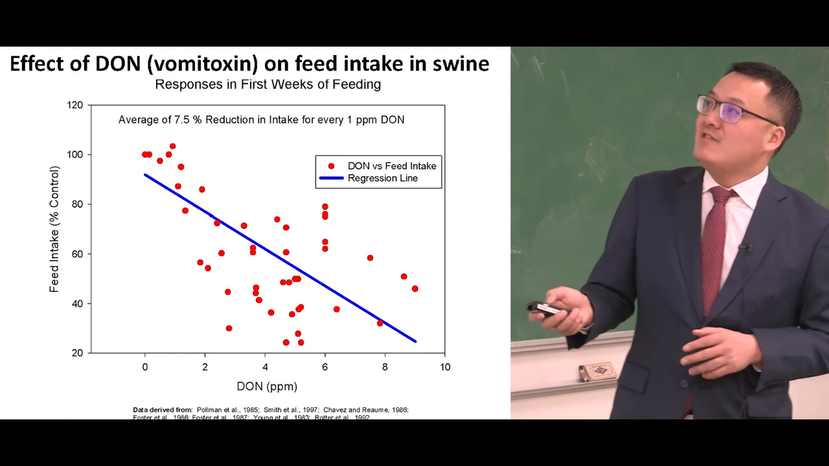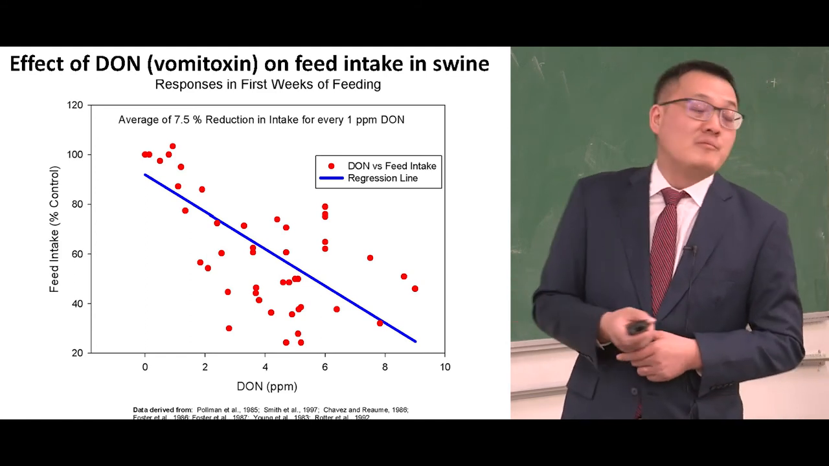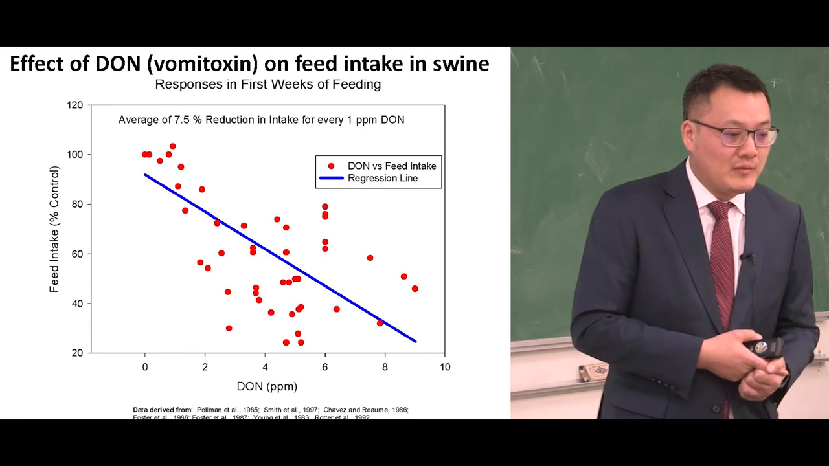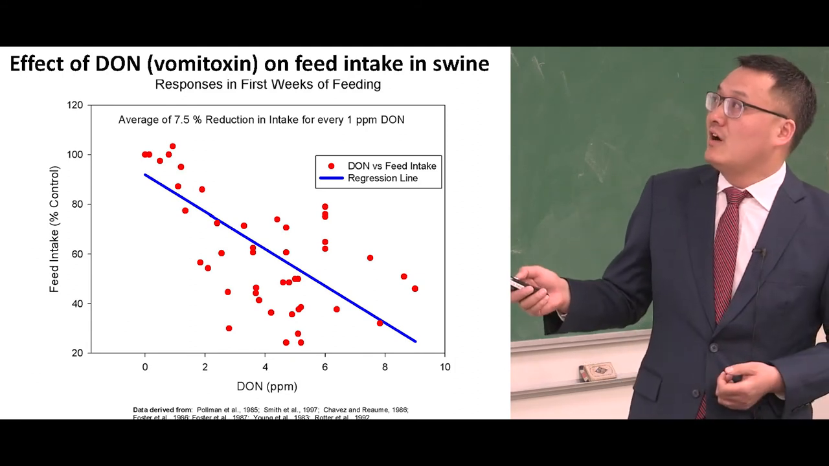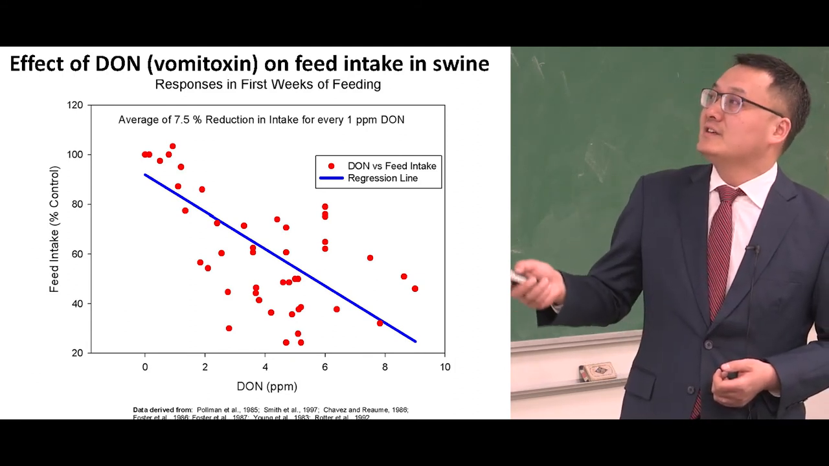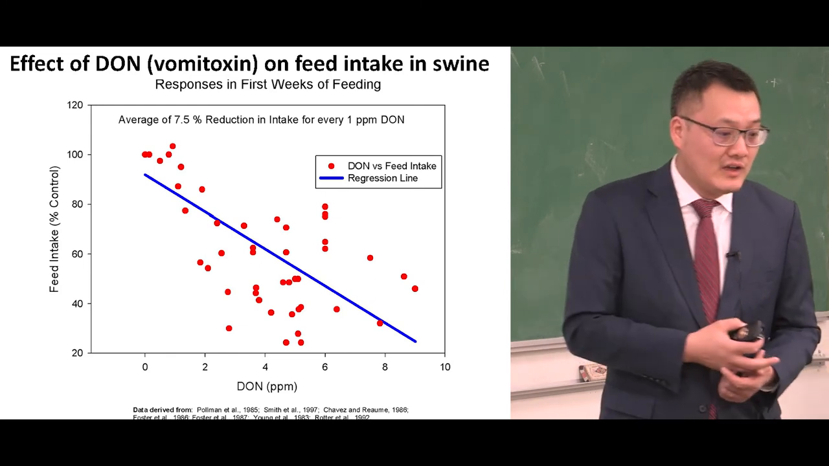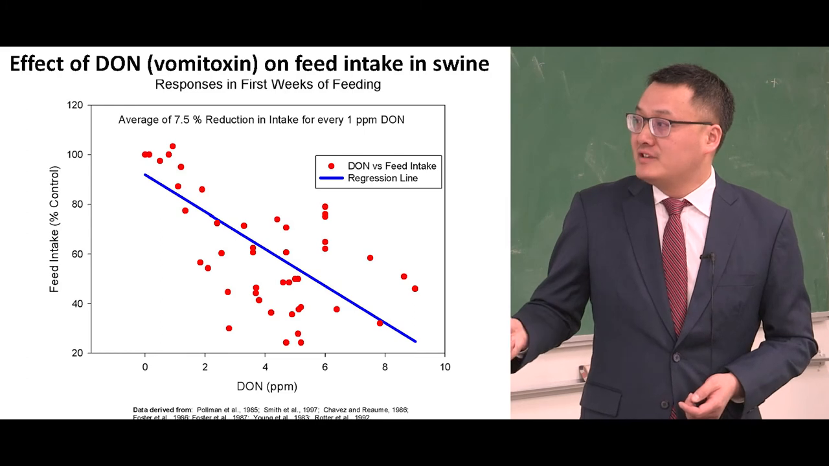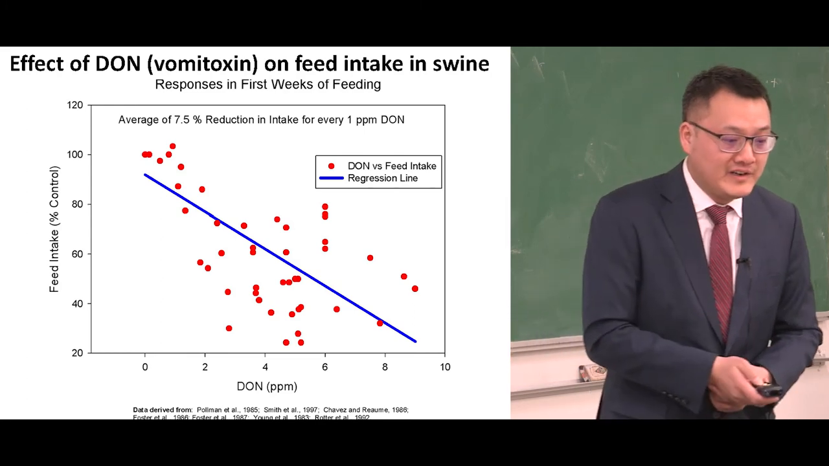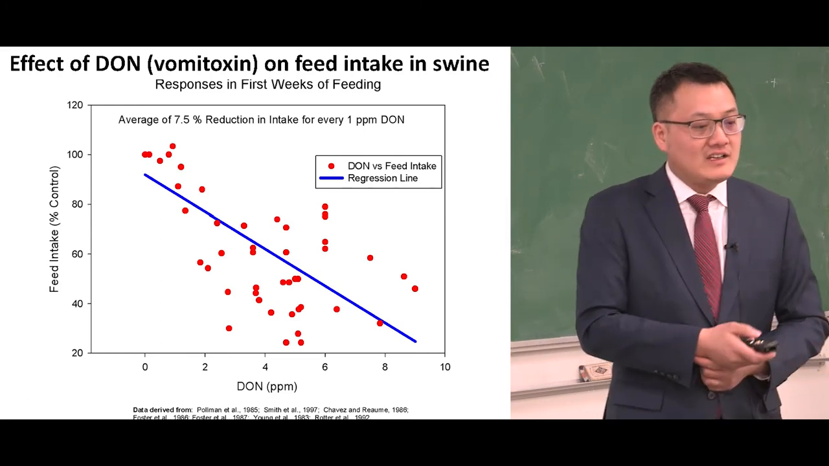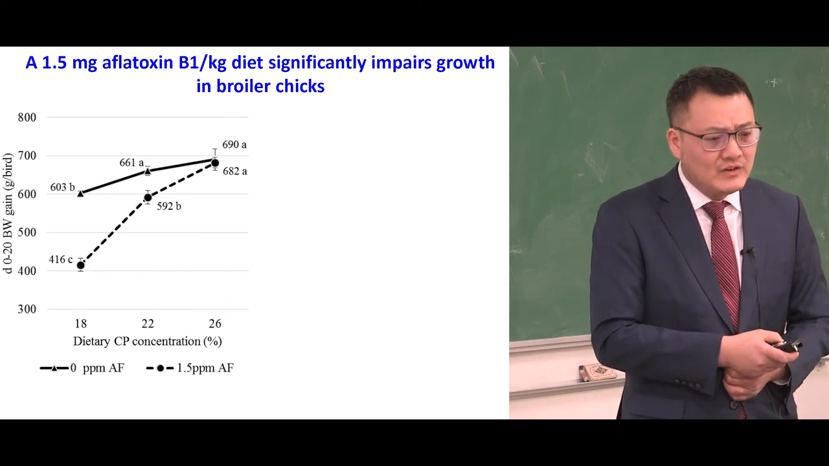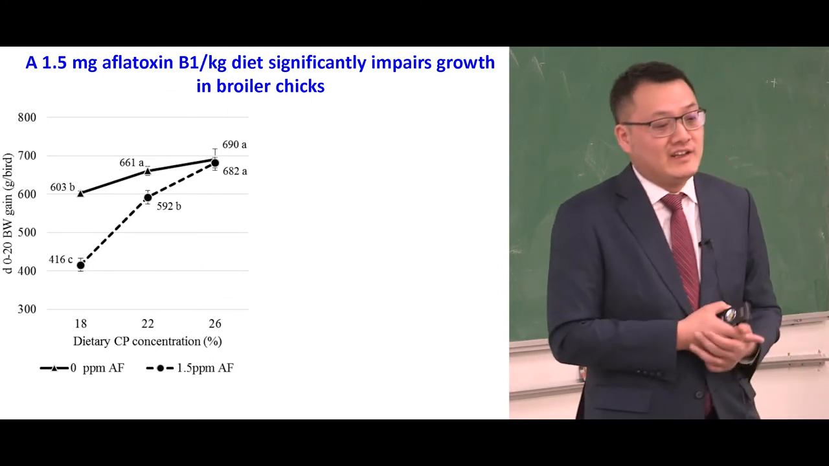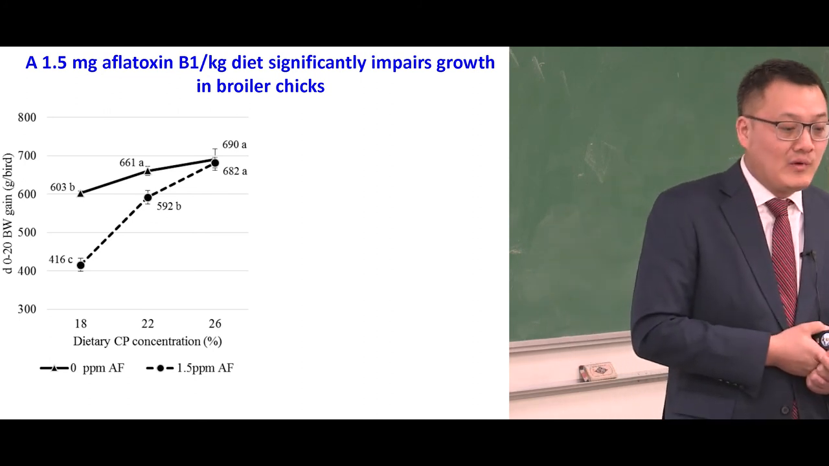And there is an average of 7.5% feed intake reduction for every 1 ppm of DON in the feed. So this is how DON affects feed intake in swine. The data comes from several publications. And then another example, in the broiler chicken: how aflatoxin affects growth in broiler chickens.